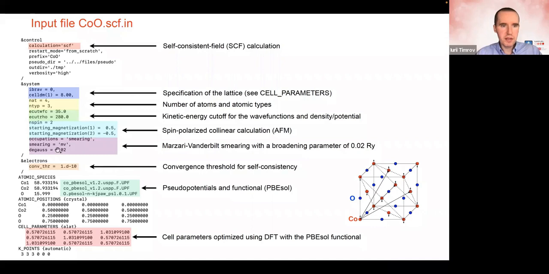Then we also set occupations equal to smearing, because we already know that at the PBEsol level, cobalt oxide is metallic. However, experimentally it is insulating. So since this is a PBEsol calculation, we use smearing here. Convergence threshold is set to a reasonable value, 10 to the power minus 10. And pseudopotentials are also set here. They were generated using the PBEsol functional. So this is very basic.